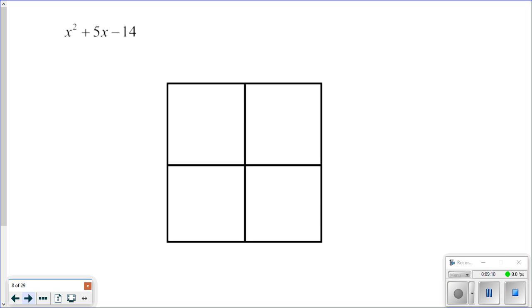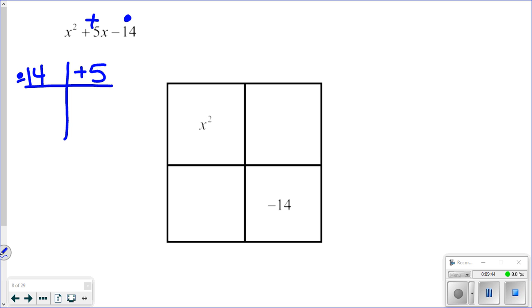We can also do these questions using the box method. Remember, we put the x squared in the upper left. Negative 14 goes in the bottom right. And when we draw our t-chart, we're looking for numbers that multiply to get this negative 14 and add to get 5. So I want you to go ahead and try to come up with those answers. Guess, check, play around with the different factors.